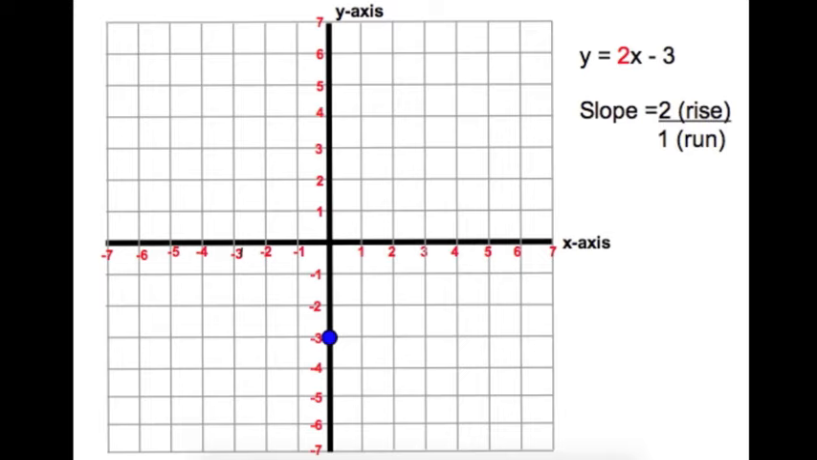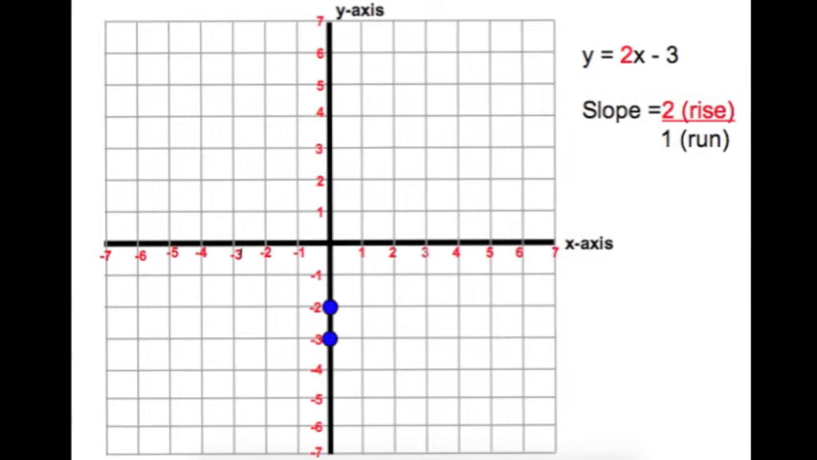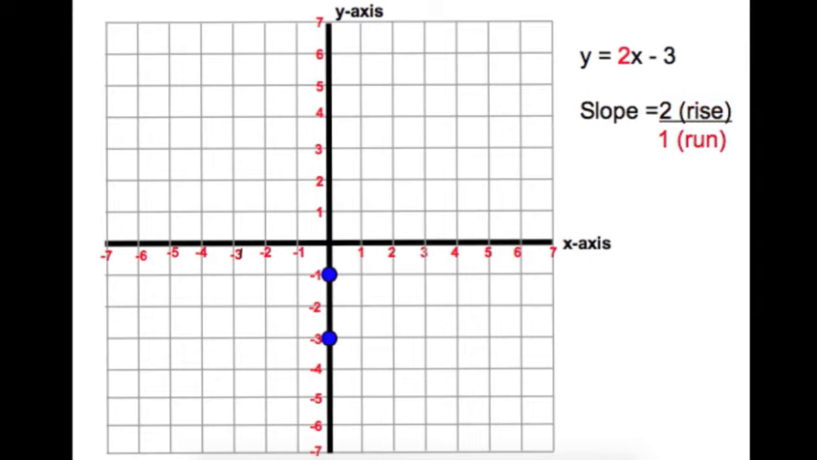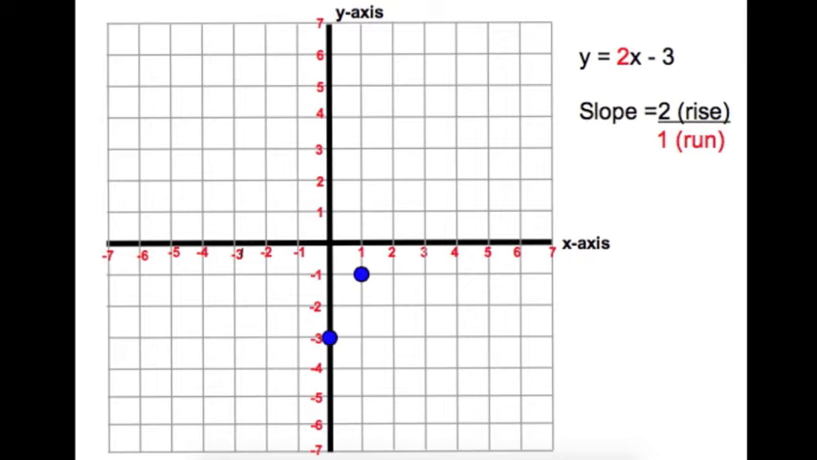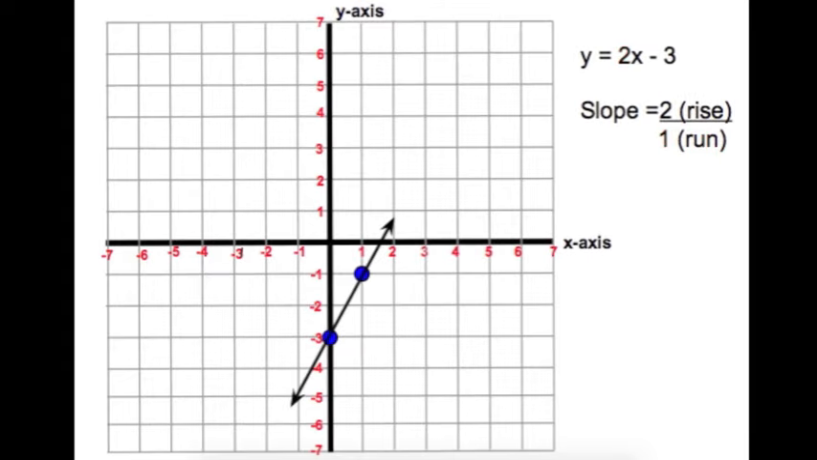Let's start from our y-intercept and do a rise of 2. Up 1, and up 2. From there, we will run or go over 1. Once we go over 1, we now have our 2 points that can be used to graph the line to represent y equals 2x minus 3. So this would be the graph for y equals 2x minus 3. Notice again we had a positive slope, positive 2, and our line is increasing from left to right.